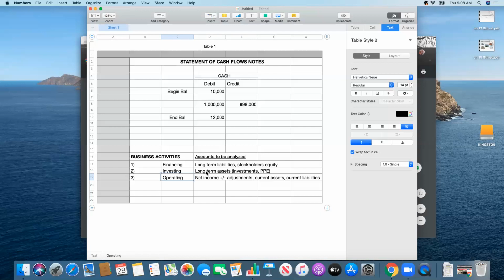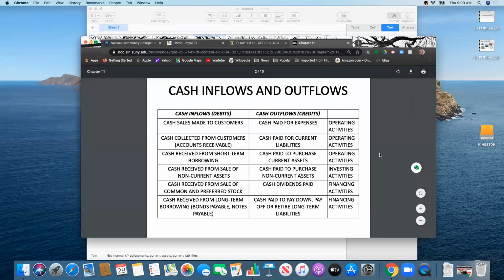Well, as you're going to see, we look at the income statement first, and we look at net income, and then we make adjustments to net income. See how I have plus or minus on there? Plus or minus these various adjustments. We're also going to look at current assets and current liabilities. Did they increase or decrease? Right? So this, in a nutshell, is how you prepare a statement of cash flow, right? But I'm not going to leave you hanging there. I'm going to show you.